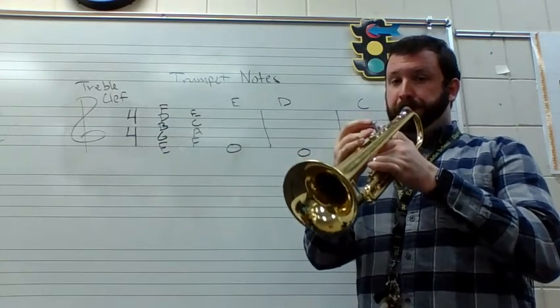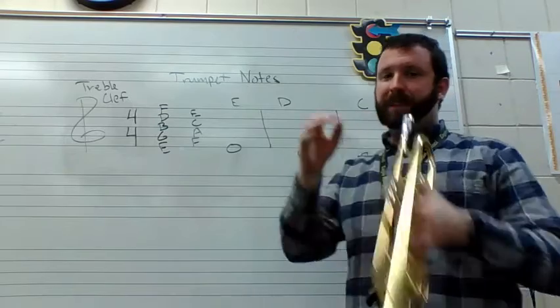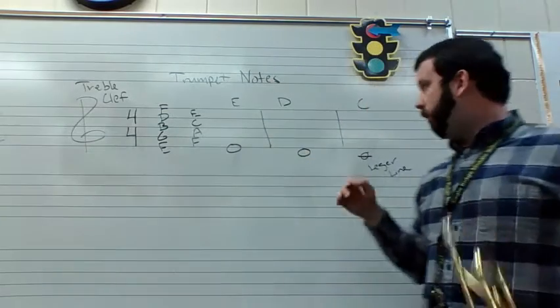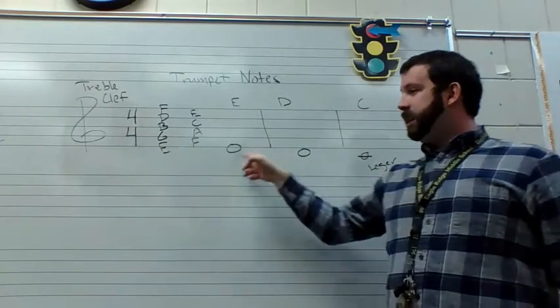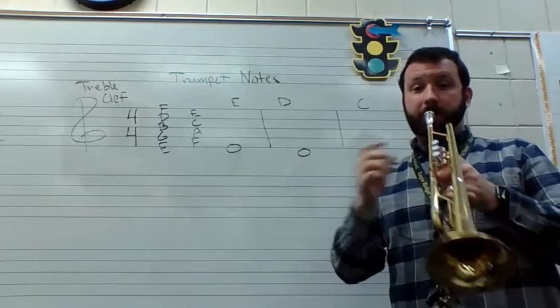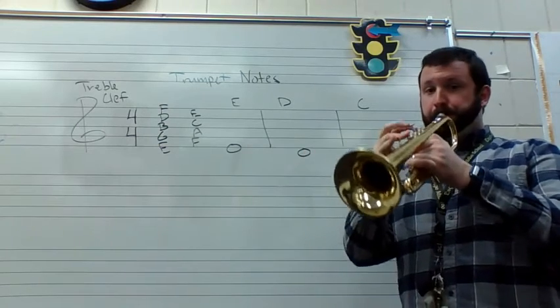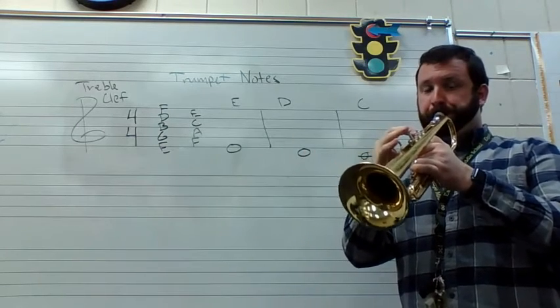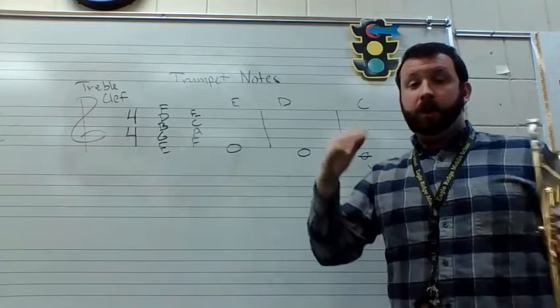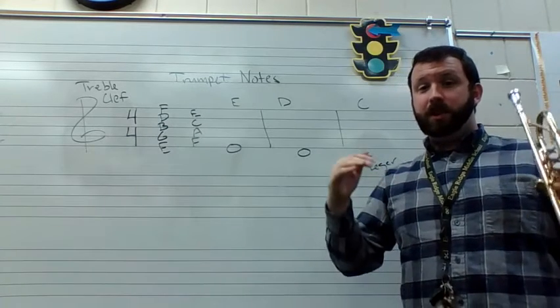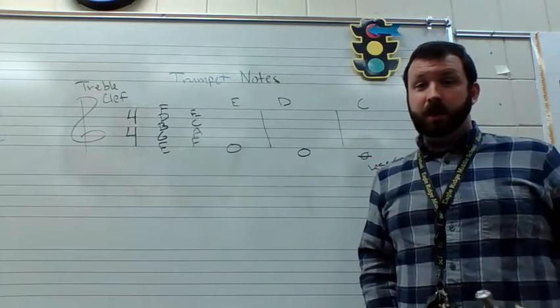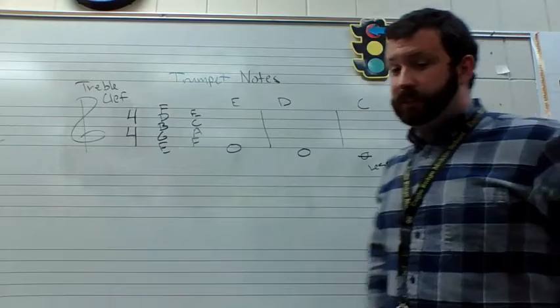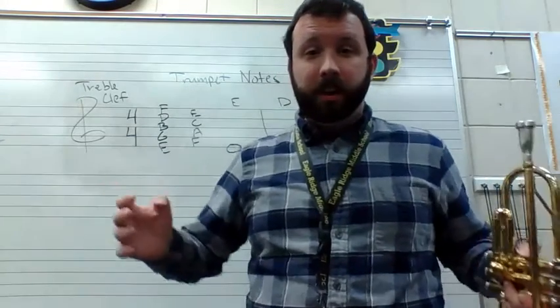That was E, D, and C in a row. If we go C, D, E, it should be going up. So just know that the direction of the note has to do with how high or low it is on the staff. Okay, so hopefully this all is clear.